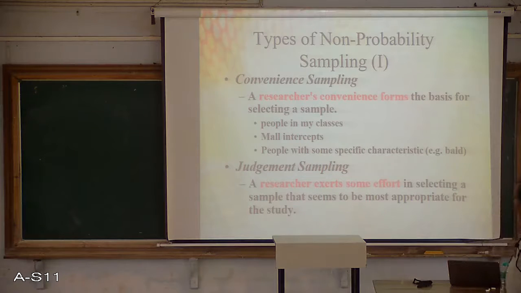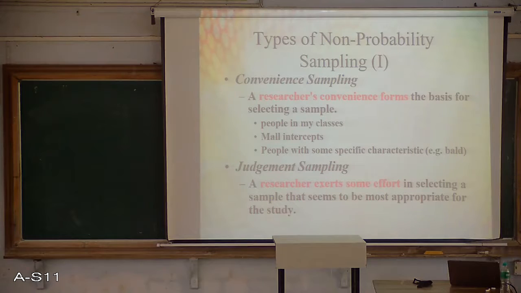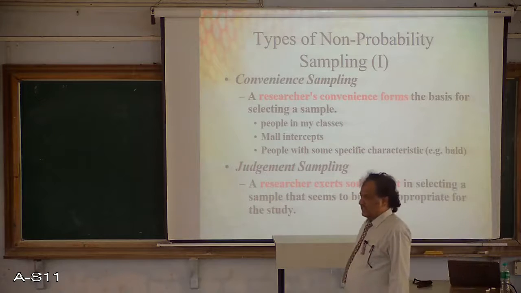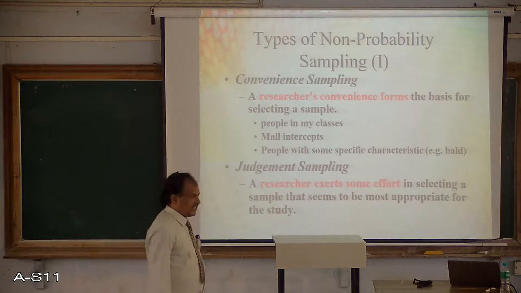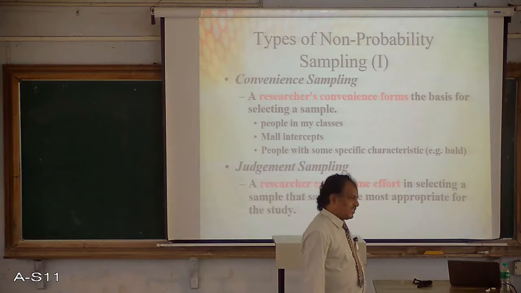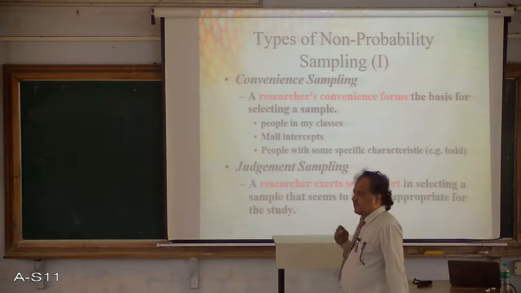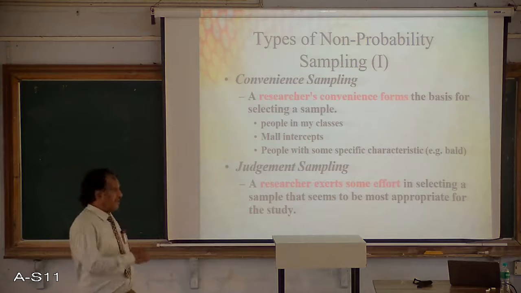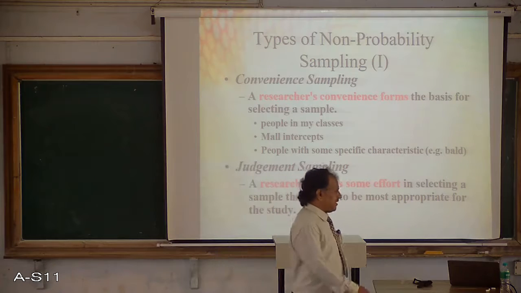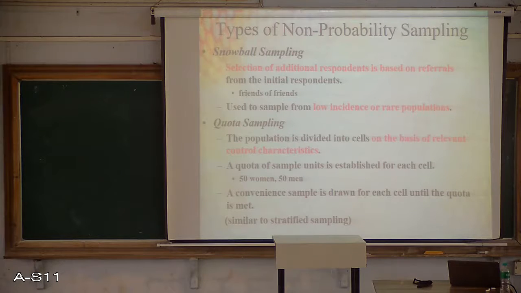The second type of sampling is judgment sampling. Okay, as the name itself suggests, a researcher exerts some effort in selecting a sample that seems to be most appropriate for the study. It's judgmental sampling, that is, it is his assumption, or his prediction, or his visualization that this sample is definitely going to contribute, this sample is definitely going to be appropriate for my study. So based on this assumption, or based on this fact, the judgment is done and the selection is done by the researcher.